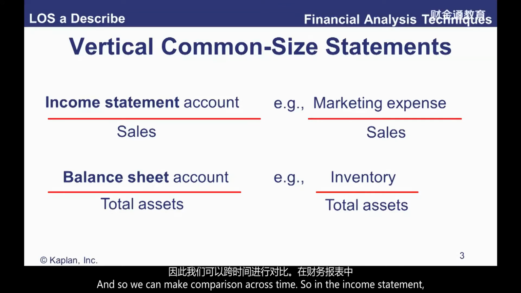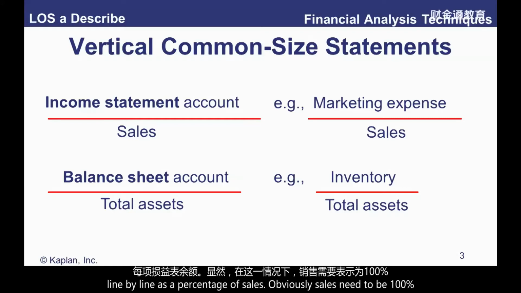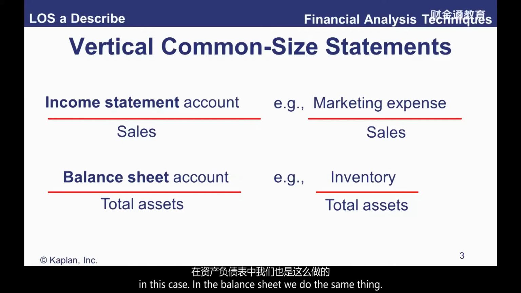So in the income statement, we do this by looking at each income statement line by line as a percentage of sales. Obviously, sales would be 100% in this case. In the balance sheet, we do the same thing, but typically we look at each item as a percentage of total assets rather than sales.